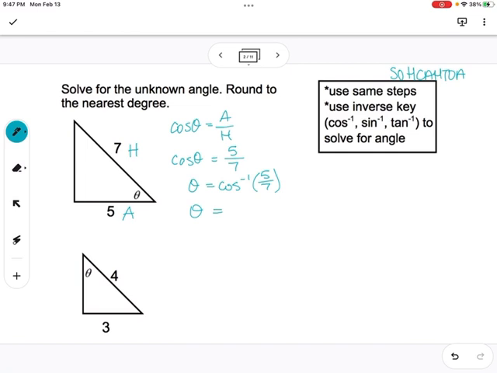In my calculator, I'm putting 5 divided by 7 equals, and then pressing second and inverse cos. We want to round to the nearest degree. So we have 44.4. Rounding to the nearest degree, since it's a 0.4 on the end, we leave it the same. So we have 44 degrees.